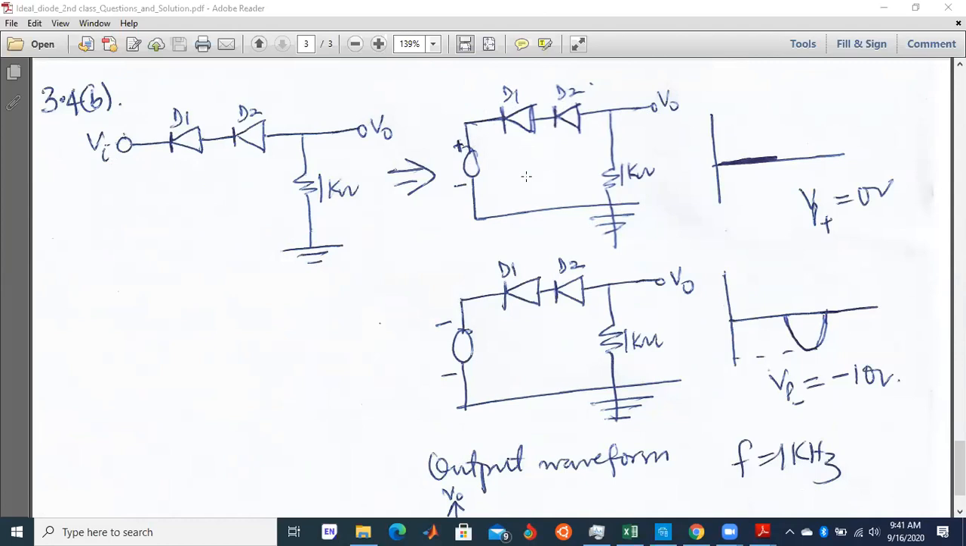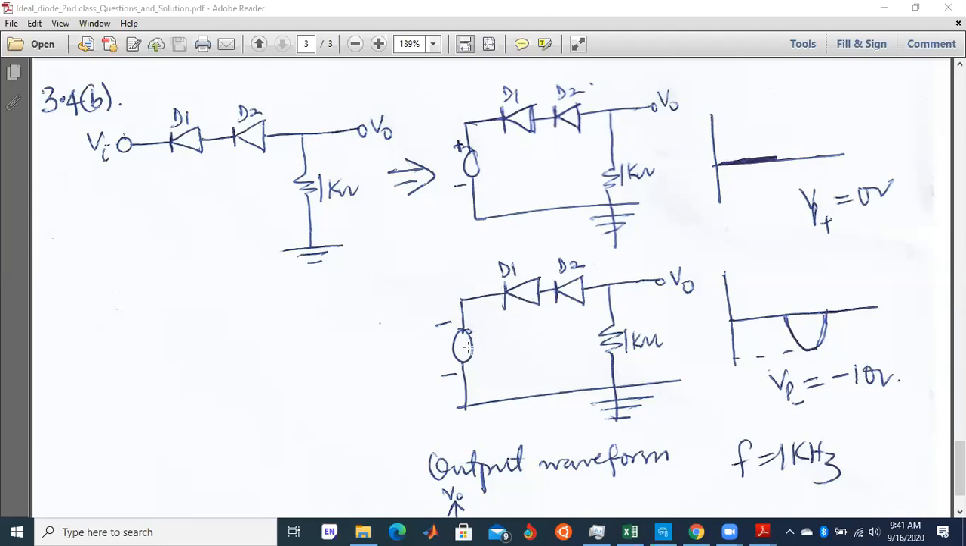Reverse bias. Correct? Yes. Good. It means that this one will be what? Open. If this one is open, it means that this branch is cut off from this, so no output will be felt. You will not see anything from the output. It means that the output will be zero. That's the reason why you have a straight line here. So it means that the positive peak will be 0 volt.